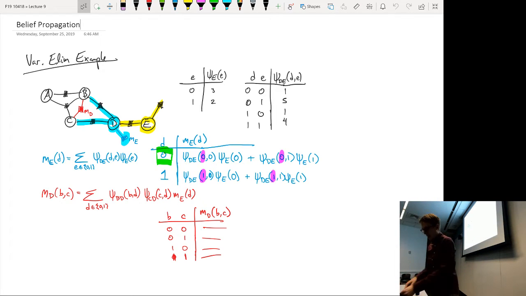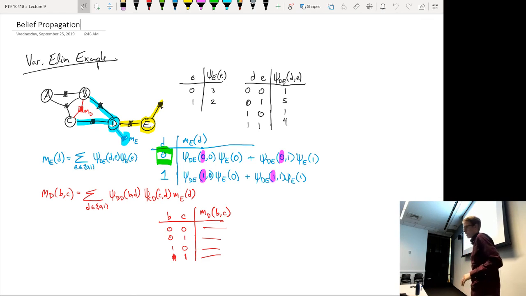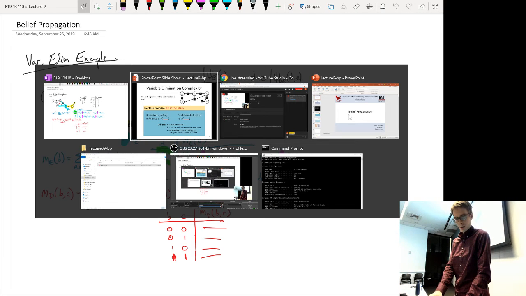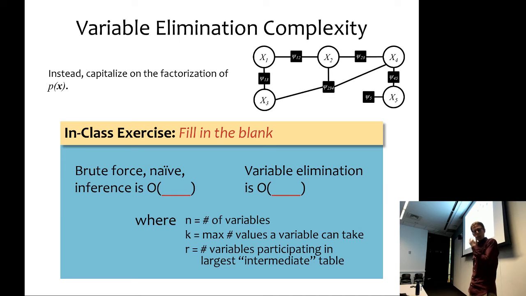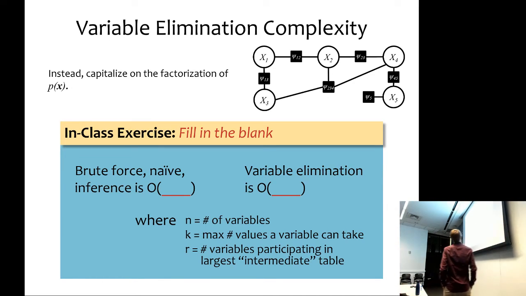So I go through this example because it's going to come back around when we talk about belief propagation. Okay, but before we get there, I want to hit one more point, which is the actual computational complexity of variable elimination.